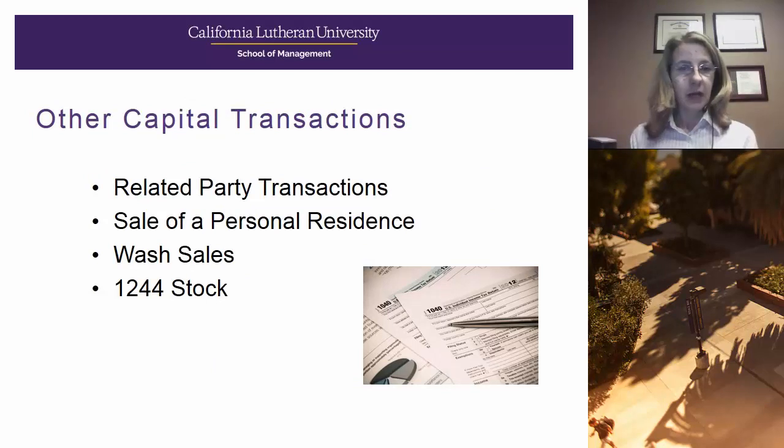Now we have a few other capital transactions that I'd like to cover before we close the lesson. They include the related party transaction, the sale of a personal residence, wash sales, and Section 1244 stocks. So these are some of the transactions specifically identified in the tax code where realized gain and recognized gain are not the same thing. So let's take a look in more detail.